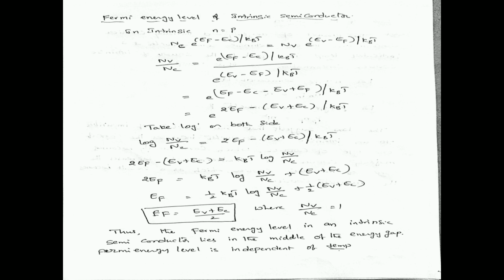So Nv by Nc is equal to e power (Ef minus Ec) by kBT divided by e power (Ev minus Ef) by kBT. Here e power x by e power y means e power (x minus y). So e power (Ef minus Ec minus Ev plus Ef) by kBT, which is e power (2Ef minus Ev plus Ec) by kBT. Here we take the minus sign common, so minus (Ev plus Ec) by kBT.